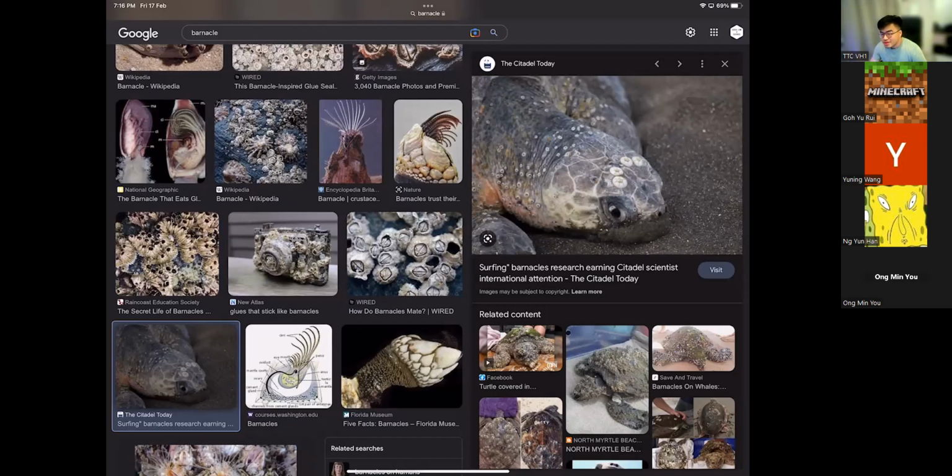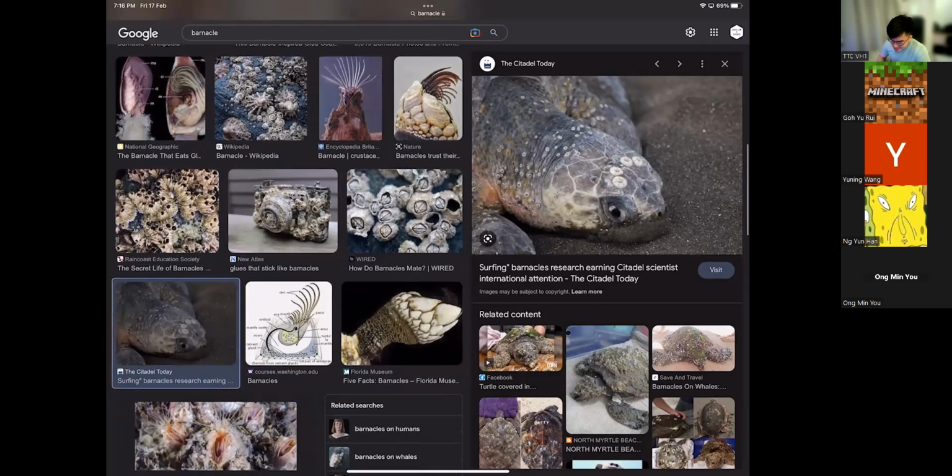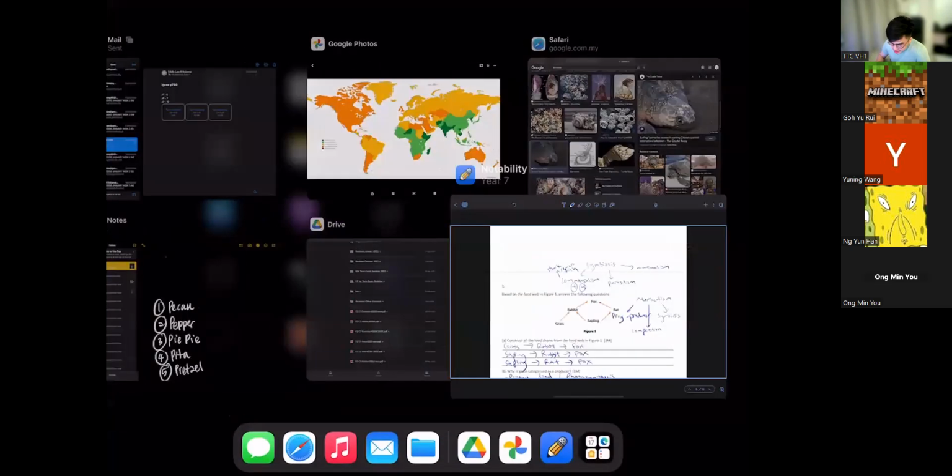Do you know this can be eaten? In China they will scrape this thing off and steam it, and they say it's supposed to taste like lala. I mean, they look almost the same, isn't it? So it has that seafood taste. So that's your barnacle. Okay, so that's commensalism.